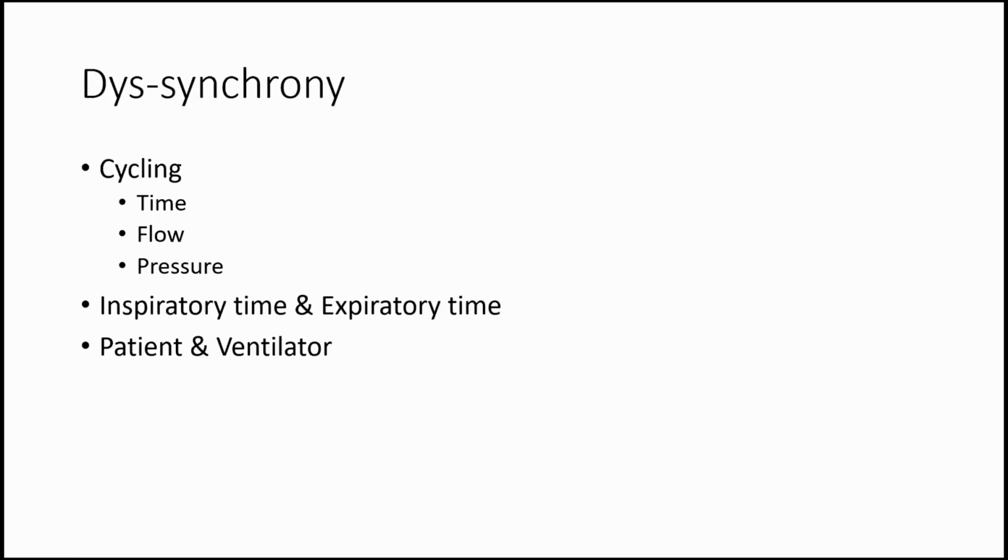So next we are coming to the dyssynchrony, which is a mismatch between patient demand or need and the ventilator response. So the patient may actually need more and the ventilator is not able to provide, or the patient needs less and the ventilator is giving too much. So it can be from the cycling perspective. This could be time, flow, or pressure related. The patient will have his own inspiratory time, and the machine will have its own inspiratory time. So there may be a mismatch between the patient inspiratory time and the machine inspiratory time. So this all can lead to dyssynchrony.